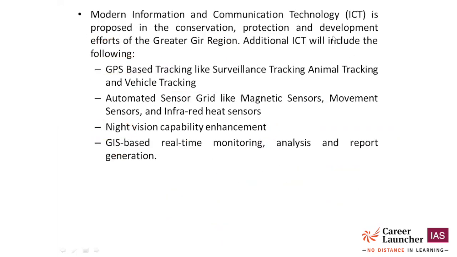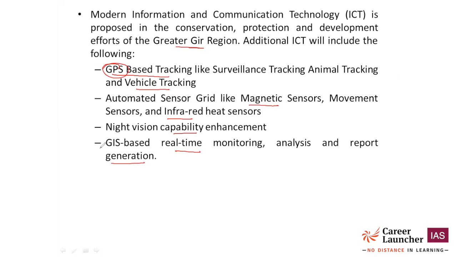Okay, now modern information and communication technology is proposed in the conservation, protection, and development effort of the greater Gir region. Additional information communication technology will include the following. Now, what are the important steps taken by the government of India for the protection of this project? GPS-based tracking like surveillance tracking, animal tracking, and vehicle tracking. Now, with the help of GPS, we were able to track the movement of the Asiatic lion. Automated sensor grid like magnetic sensor, movement sensor, and infrared heat sensors. Night vision capability enhancement. GIS based real time monitoring, analysis, and report generation.